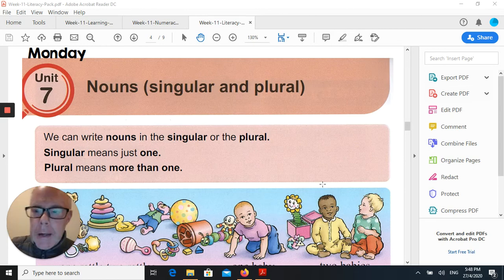Hey, now this is actually a tutorial for today. Some of you may have done the work already. It's pretty easy for grammar this week. So this is obviously the tutorial for grammar in our literacy pack.